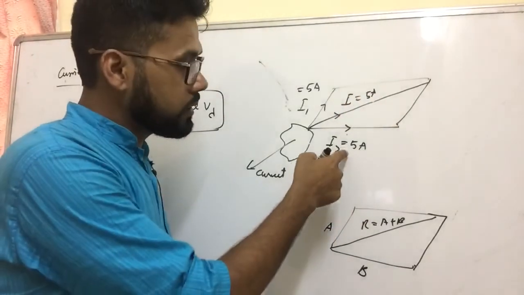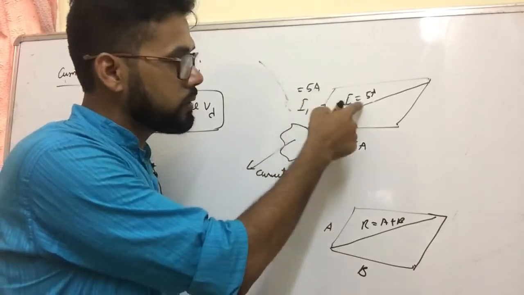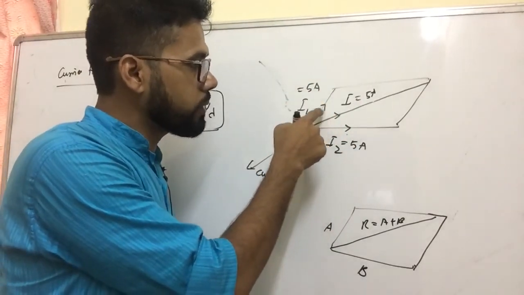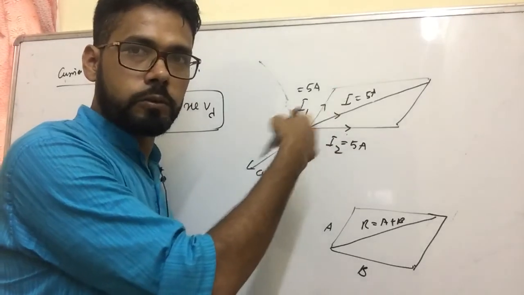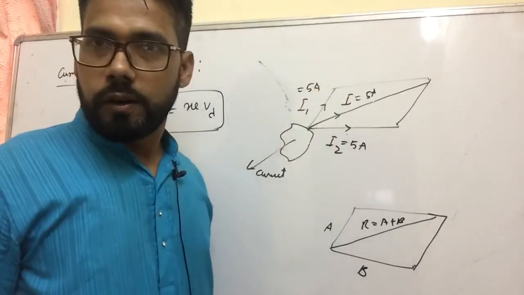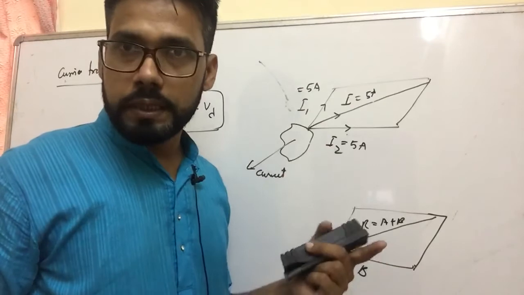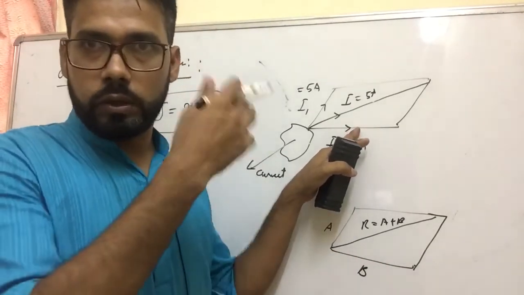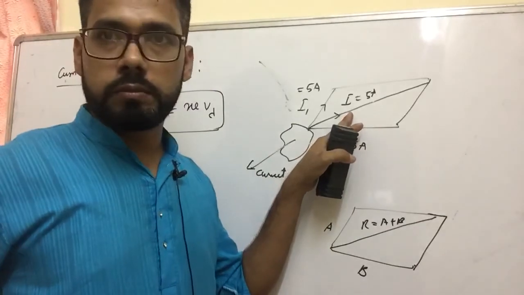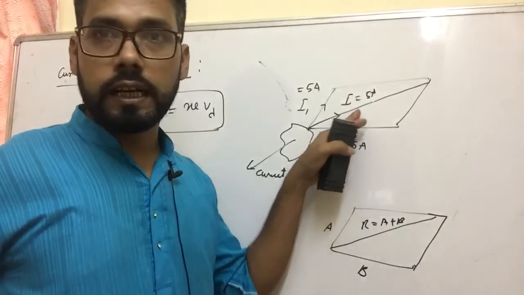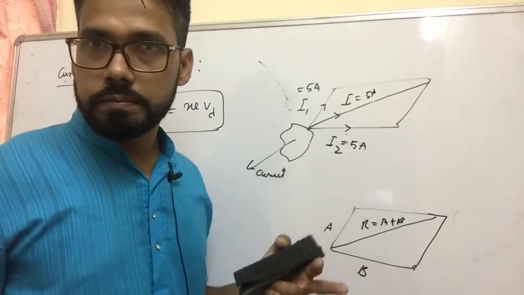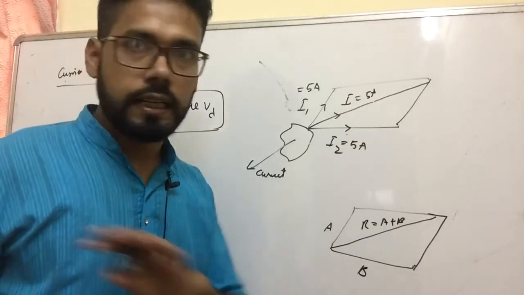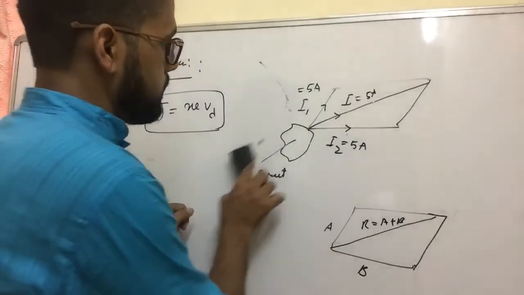But according to the law of parallelogram of vectors, 5 plus 5 would be 10. But because this is a copper wire, the amount of current will be the same. Or it may not be the same, because although they are copper wires, if the resistivity of this wire is greater than this one, then the current will be less, 4 point something. That means current does not follow the law of parallelogram of vectors. That's why current is a scalar quantity.